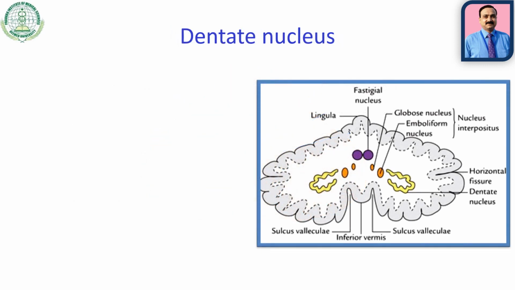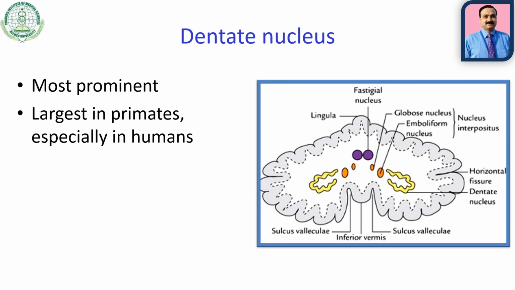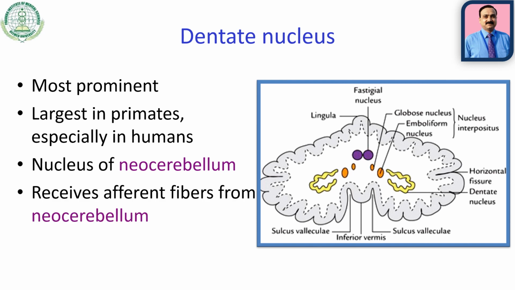First we will study the dentate nucleus. It is the most prominent nucleus amongst all 4 deep nuclei. It is the largest in primates, especially in humans. Dentate nucleus is nucleus of neocerebellum and receives the afferent fibers from the neocerebellum.